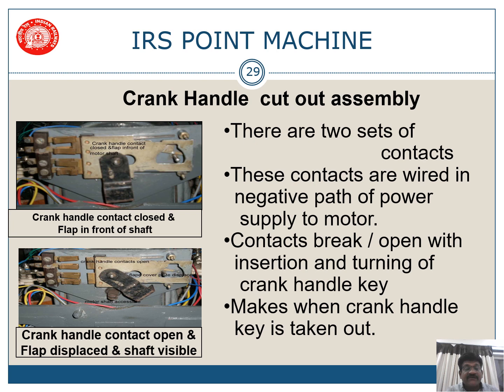There are 2 sets of contacts here. This is one set of contacts, this is another set of contacts. Generally they are connected in parallel so that if one fails, the other contact will still work. These are connected in the negative path of the power supply to the motor. Contacts break or open with insertion and turning of the crank handle. Here, if you insert the crank handle and turn it, it will open like this.